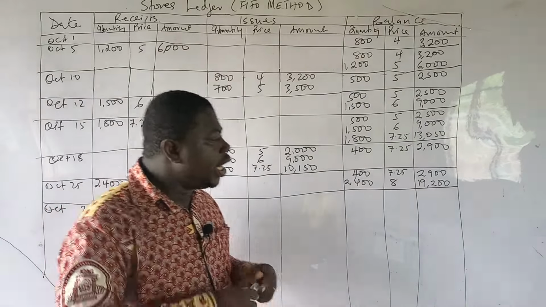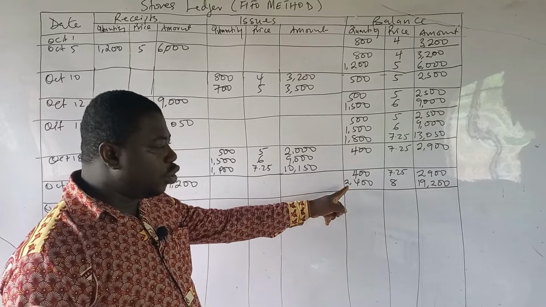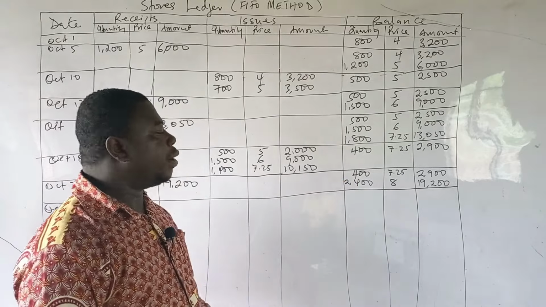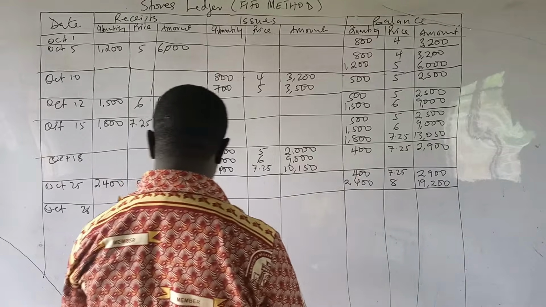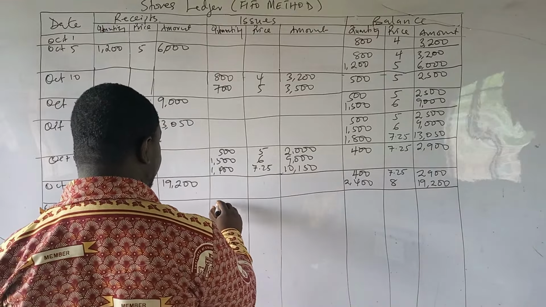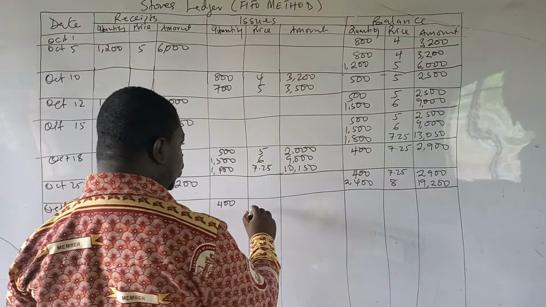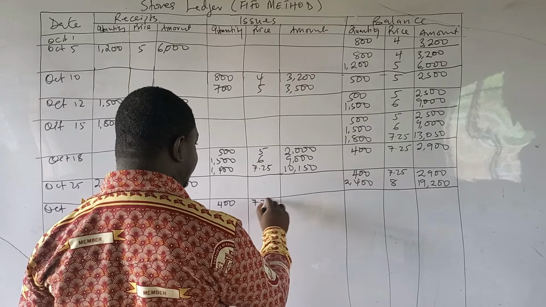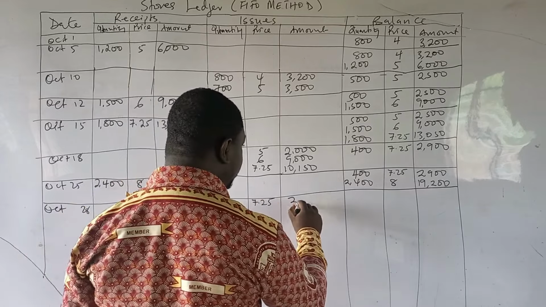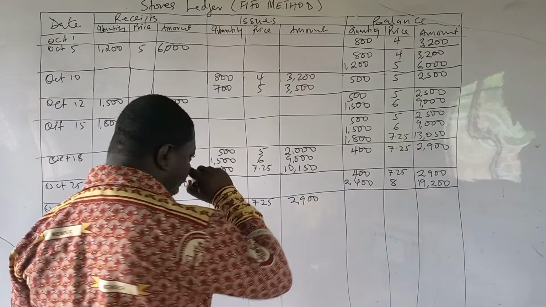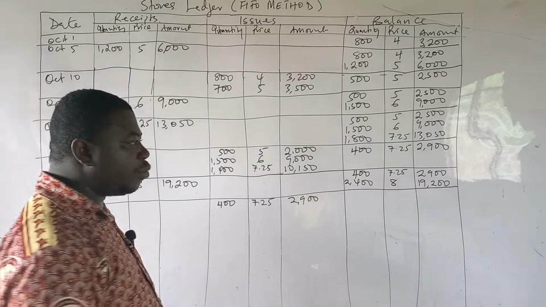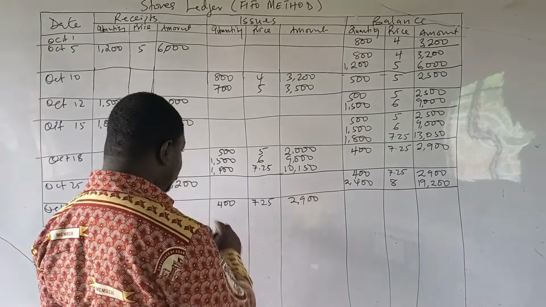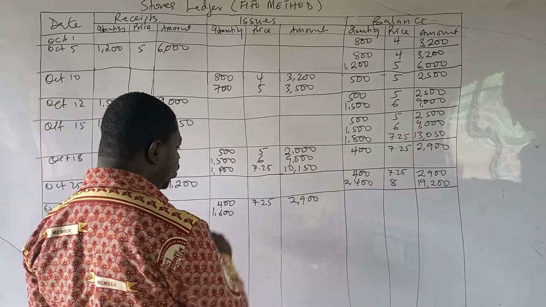But you see, we don't have 2,000 together, even though we could have issued from the second one. But we don't do that. The rule is first in, first out. So we first issue out the 400 units. So 400 goes at a unit price of 7.25 for 2,900. And then once we have issued out 400, we are left with 1,600 more to issue. So that 1,600 will be taken out from the 2,400.